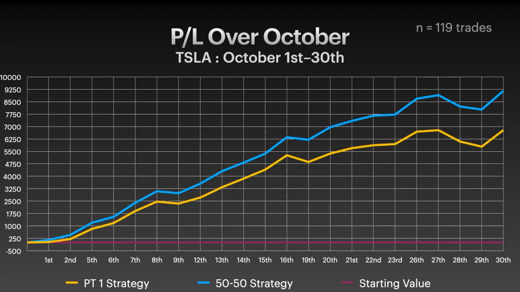Here's a graph of Tesla's running P&L over the month of October. The graph starts with a monthly profit of 0 and begins on October 1st, the first day of this study. You can then see how the P&L changed over the course of the month.